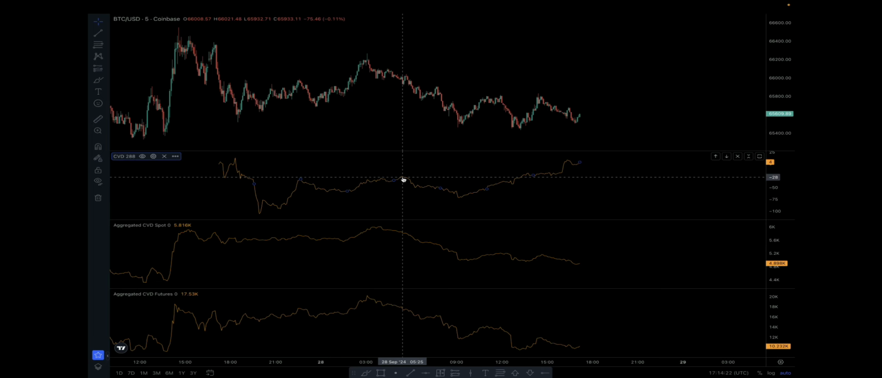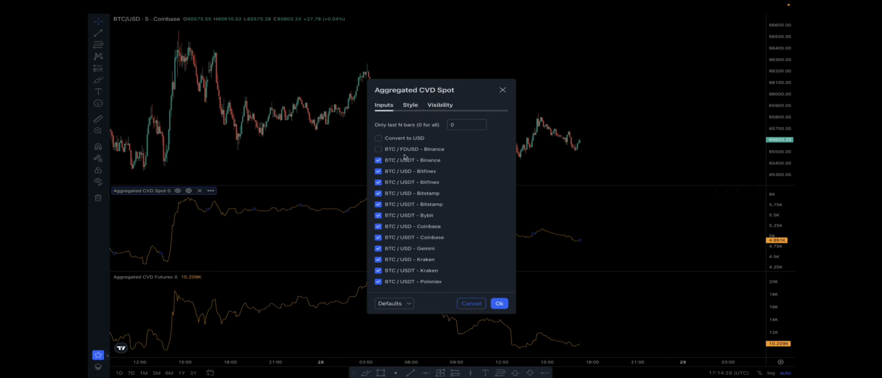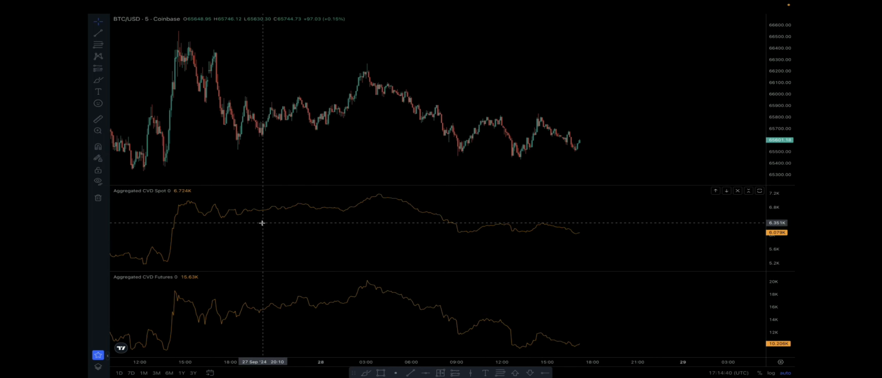So that's CVD for an individual chart. It's aggregated. Again, the only difference in aggregated is it aggregates them. So you have spot, and you can click in and make sure you select them all if you want to see them all, or you can remove them if you want to look at just Binance or one of the individual exchanges. That's all the spot exchanges aggregated together. So that's like your total market view.